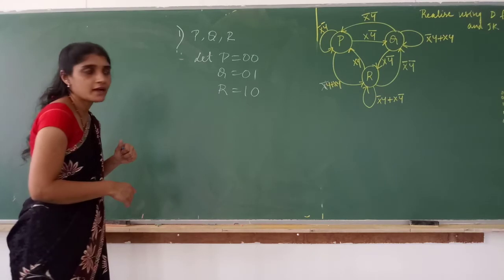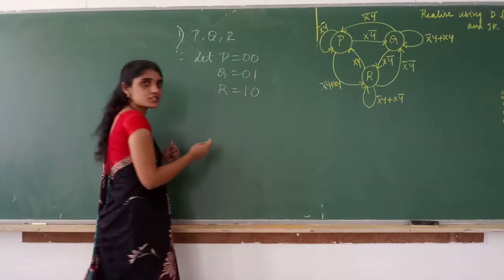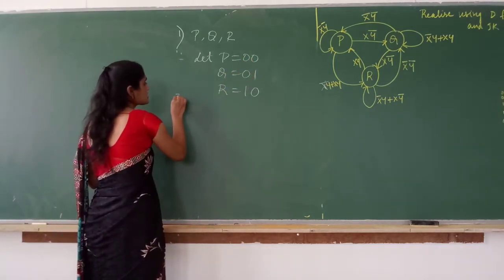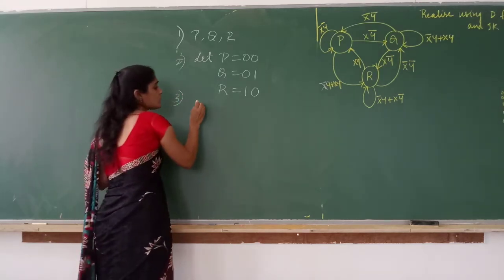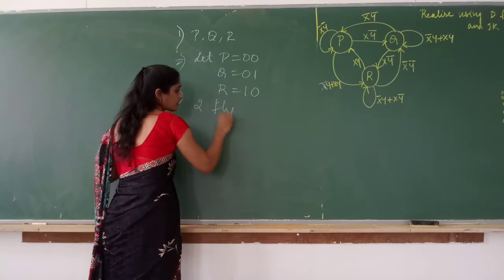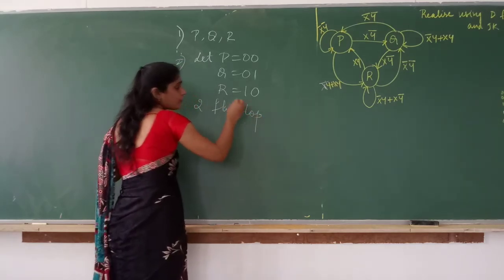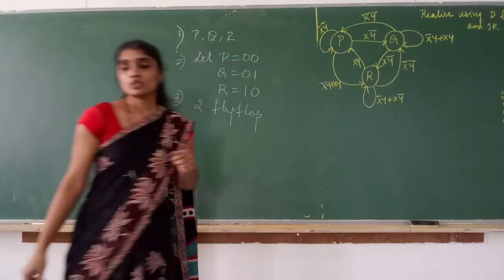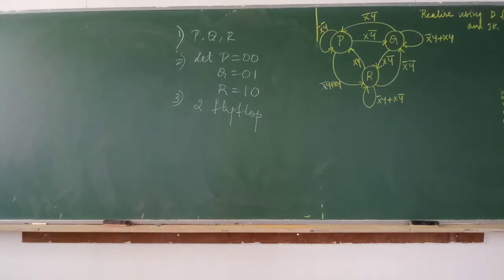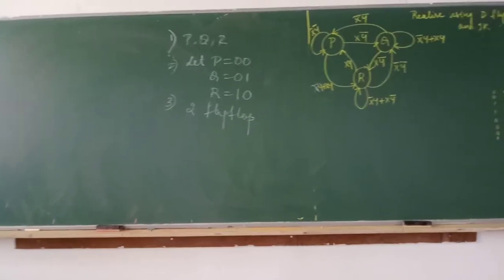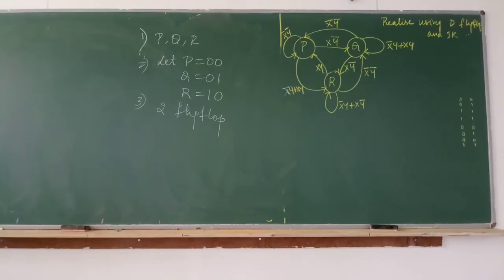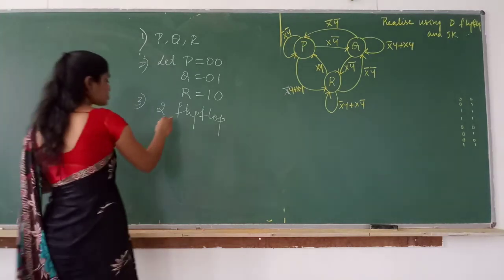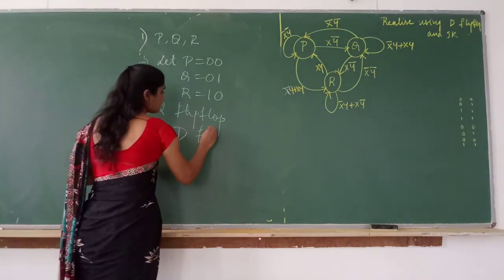How many flip-flops are required? 1, 2, correct? So 2 flip-flops. So the second step, next step, is to identify the number of flip-flops required. So we require 2 flip-flops. Next, type of flip-flop. In the question they have given, use D flip-flop and JK flip-flop. So first let us solve using D flip-flop. So we require 2 flip-flops and the type of flip-flop is D flip-flop.